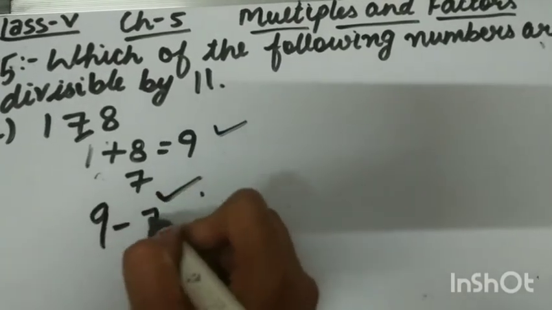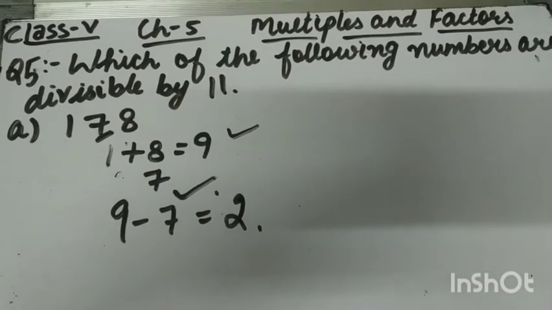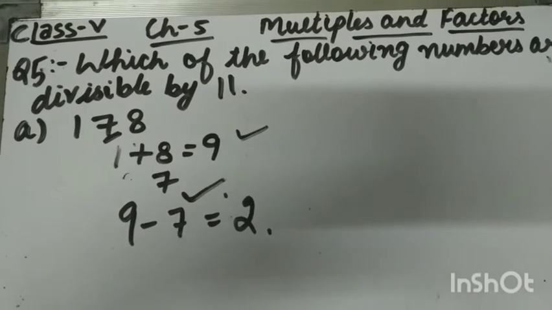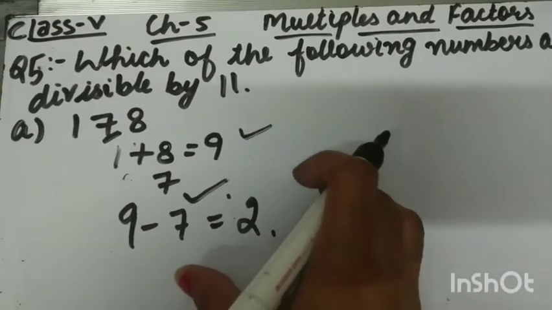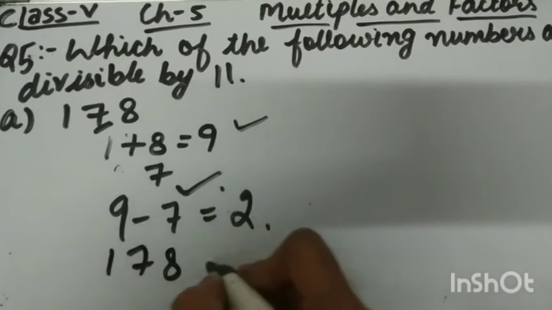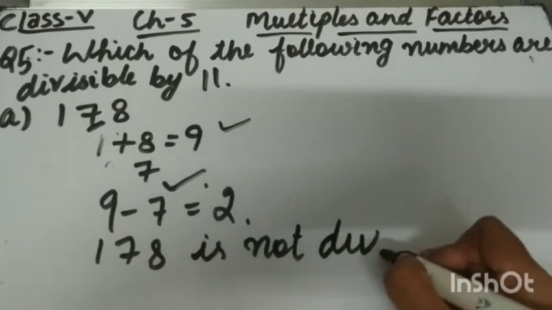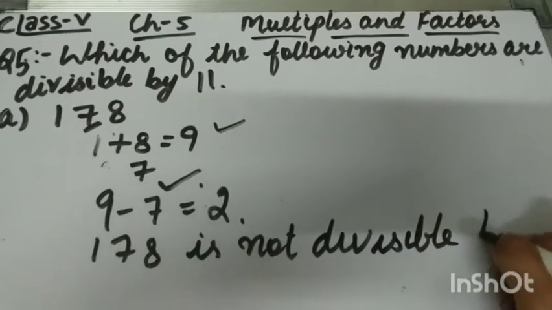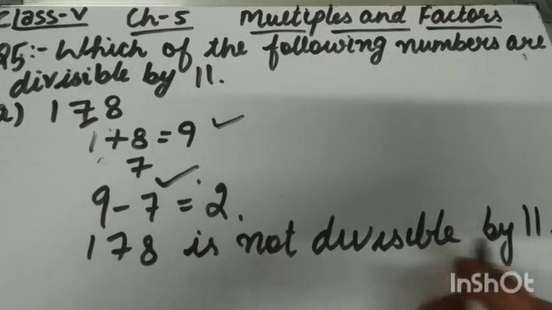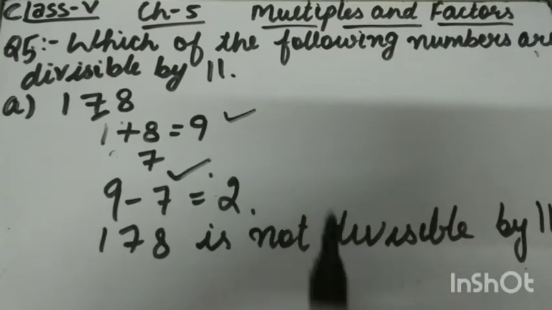9 minus 7 is 2, and for a number to be divisible by 11 the difference should be either 0 or a multiple of 11. But here the difference is 2. So 178 is not divisible by 11, because for a number to be divisible by 11 the difference should be either 0 or a multiple of 11.